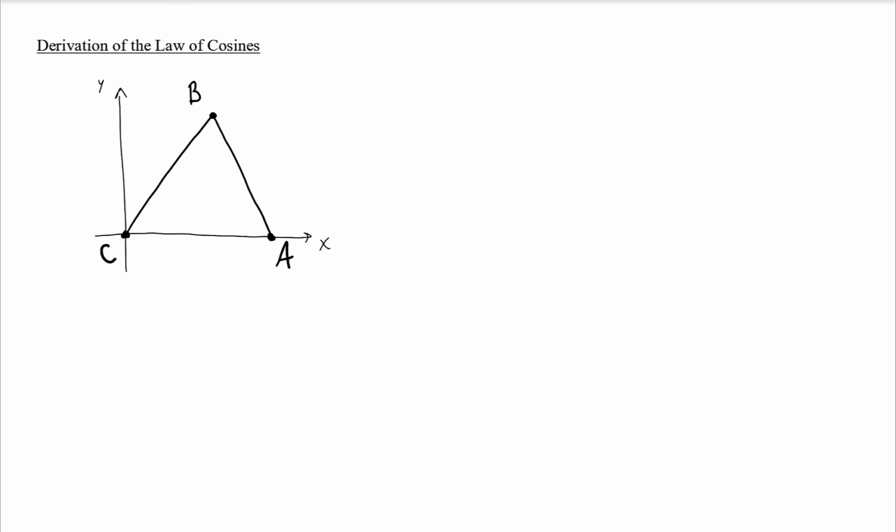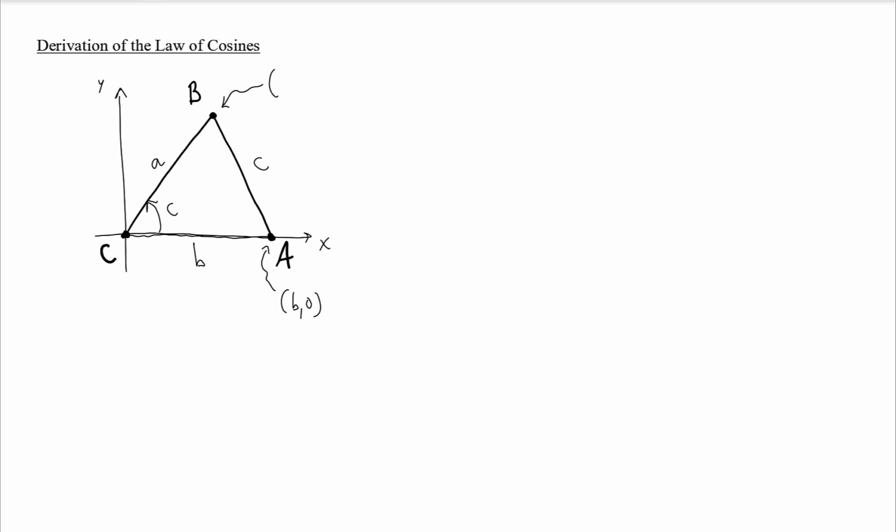So this would be side C. This would be side B. This would be side A. But we're on the coordinate plane. So I actually know what these coordinates are. So if this is length B, then this coordinate right here is (B, 0). And then this coordinate right here would be, well, this angle is C, and it's in standard position on the coordinate plane. So we actually know how to find that.